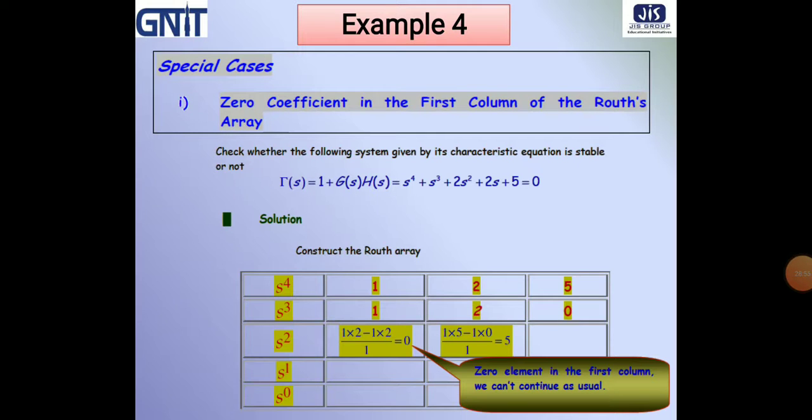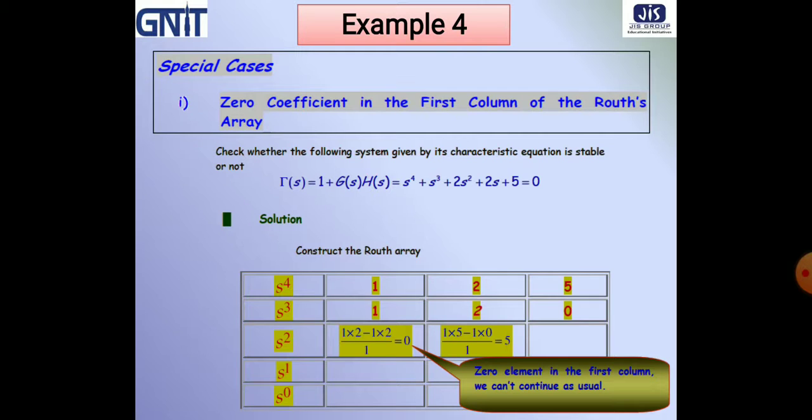Now moving to our next example, one special case: if one element of the first column of the Routh array is 0, then what do we have to do, or how can we calculate the stability of the system? Let us take one example: s to the power 4 plus s cube plus 2s square plus 2s plus 5 is equal to 0. That is our characteristic equation.